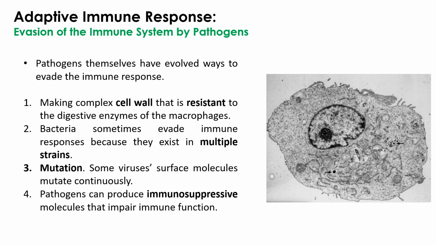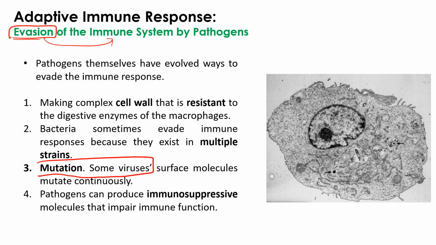So basically, this part of the class, we're going to very briefly talk about how these organisms can evade the immune system. One way, and one of the most important ones for viruses, is mutation.